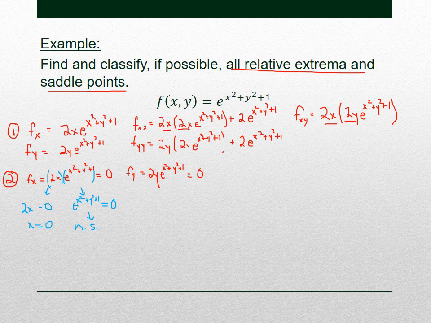Another way to think about that would be to try to solve for that by taking the natural log of both sides. If you took the natural log of the left, you'd get x squared plus y squared plus 1. The e would go away. But if you took the natural log of the right, you can't take the natural log of 0. That's not defined. And so that would again pop up to be, oh, okay, this does not have a solution. All right, so that means that the only thing we get from fx is that x needs to be equal to 0.